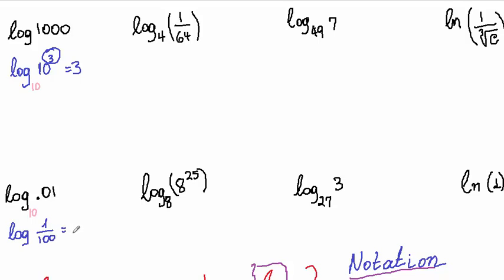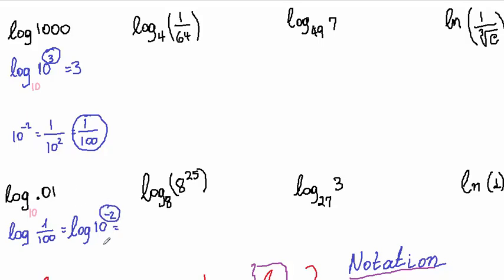Now, 1 over 100 can be written as a negative power, so 10 to the negative 2. Why is that? Remember, 10 to the negative 2 is nothing else than 1 over 10 to the second. What do I do if I have a negative exponent? I bring it to the denominator with the positive power, and this is nothing else than 1 over 100. So I know that 1 over 100 is 10 to the negative 2. The exponent here is negative 2, so my answer is negative 2. Okay, so this is the answer here, this is the answer here.